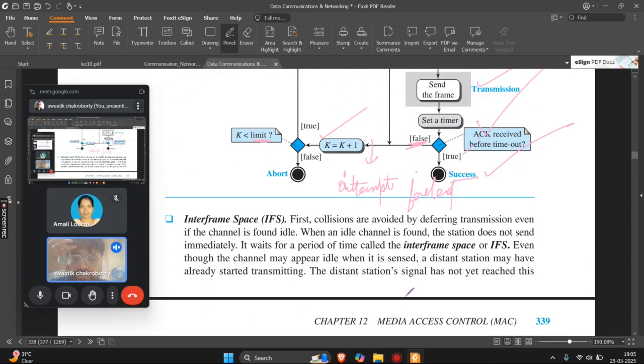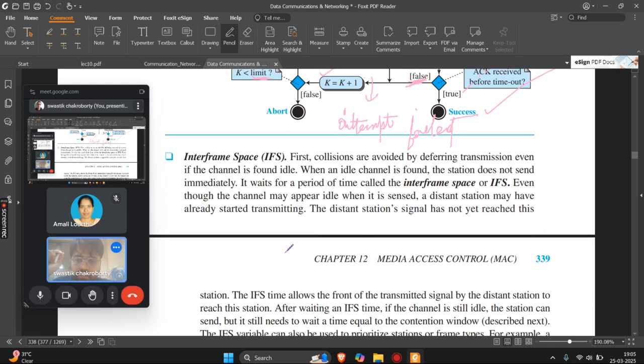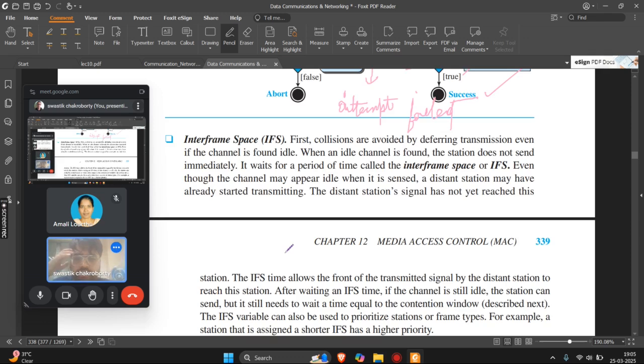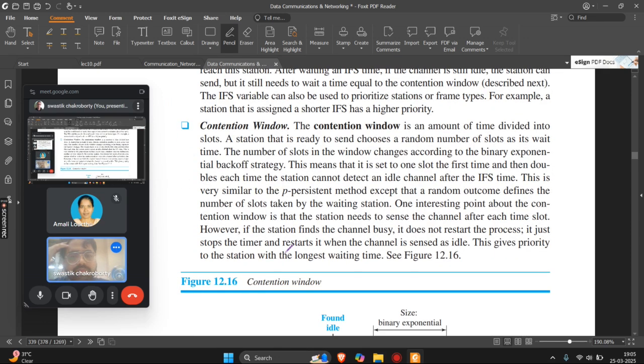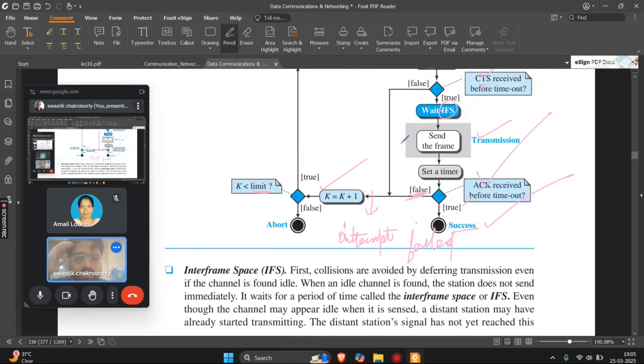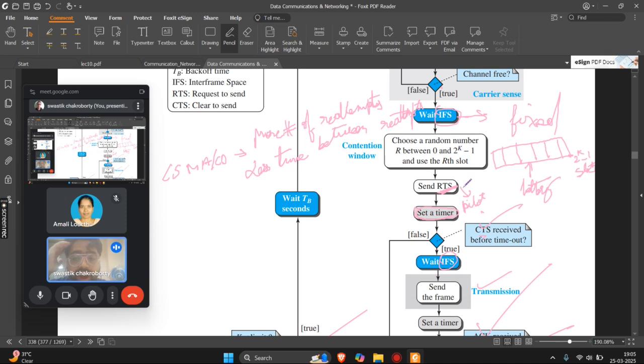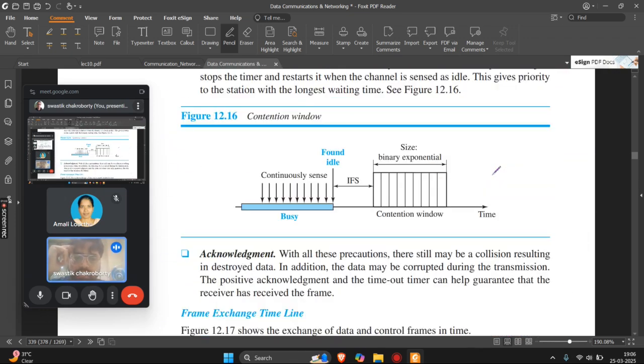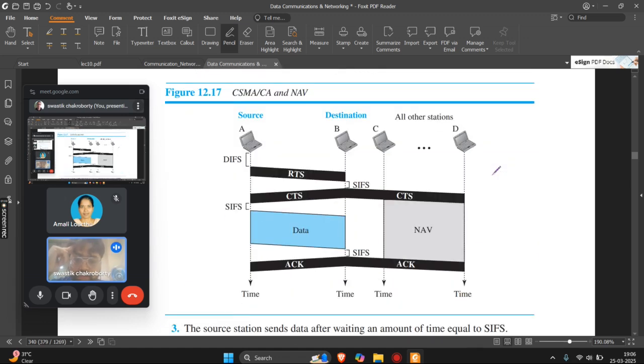Now this IFS, what is IFS? IFS is the first way collisions are avoided, by deferring transmission even if the channel is found idle. So IFS is basically a particular fixed amount of time that you will wait even if the channel is idle. If the channel is busy, of course you will wait, but even if the channel is idle, you will wait in CSMA CA. And the contention window is basically this time slot division. So everyone will not send their RTS at once. If everyone finds that the channel is idle, everyone will not send RTS at once, because that will again create a collision of its own. So even to send the RTS, you should get a particular slot. So this is how CSMA CA avoids collisions.